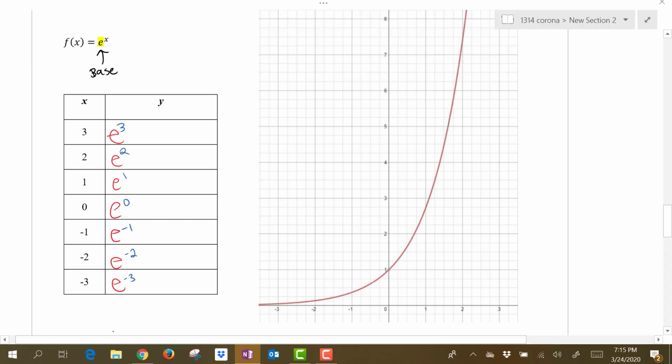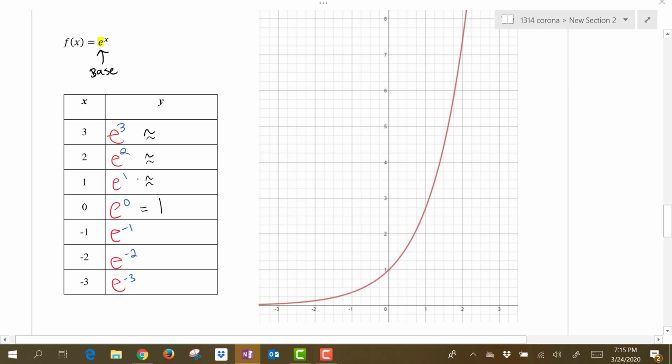Now everything we see here would be considered to be the exact values, but we would like to come up with some approximations. Now there's a few of these we don't need approximations for. For example, e to the power of 0. We know e to the power of 0 is 1, because any base raised to the power of 0 is 1.